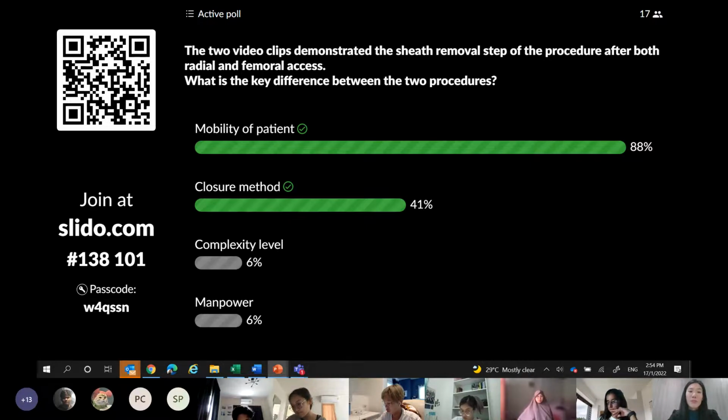Manpower, yeah, definitely a bit slightly different, especially if you have to do manual compression. But actually, recently there are devices for the femoral artery, a closure method that does not require manual compression. So not so much. The greatest difference is really the mobility of the patient and the closure method.